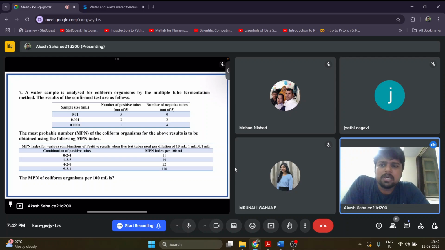So now think about it. You have the combination of positive tubes. You know the MPN index as per the dilution of 10, 1, and 0.1 ml, whereas in the question it is given as some other dilution. So what will be your MPN now?